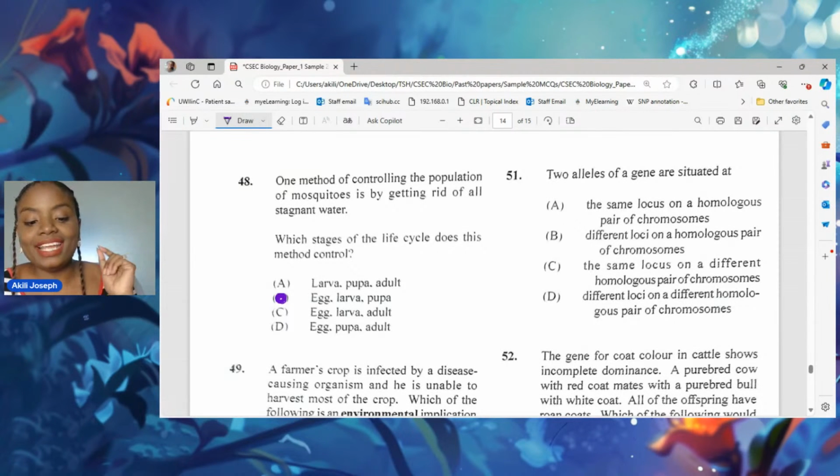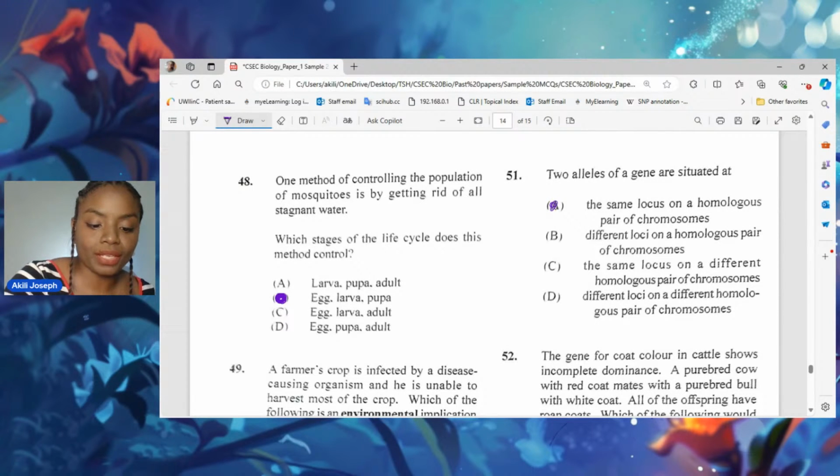So A says it's the same locus on a homologous pair of chromosomes. Remember, locus is the position of a gene on the chromosome. C, the same locus, so we agree it's the same locus on different homologous pairs of chromosomes. So alleles are different forms of the same gene. So they are going to be on the same locus on a pair of homologous chromosomes. Homologous chromosomes have the same genes in the same positions, but they can have different forms of those genes, right? So 51 is going to be A.